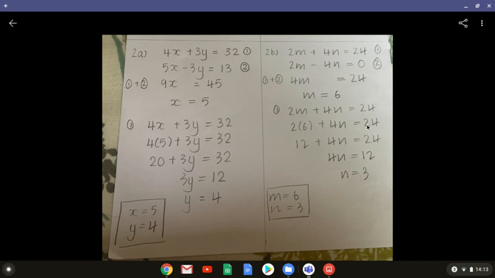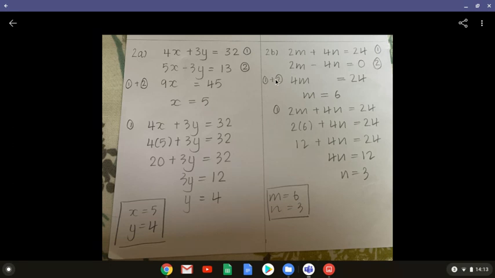Let's have a look at 2b as well. So here we could actually do it like question 1 because we have a 2m and a 2m. But we're going to do it by adding the equations together. So we've got a plus 4n and a minus 4n. Now again, if we do minus 4 plus 4, we get 0. So I'm going to basically add these two equations together.